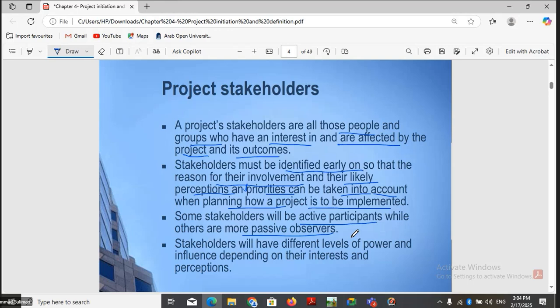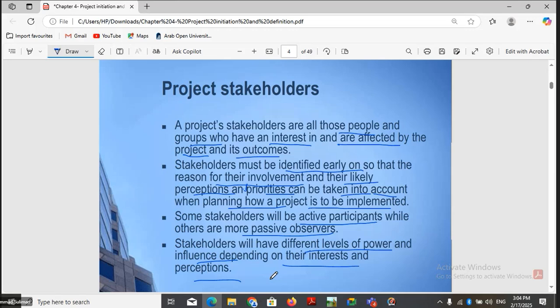And some are passive observers. They're not going to do anything in the project except just looking at how it is being developed, and they want to use the final product, for example, or they just want to invest and make profit out of it. Okay, they're like the investors, so they are just passive observers. The stakeholders will have different levels of power and influence depending on their interest and perception.